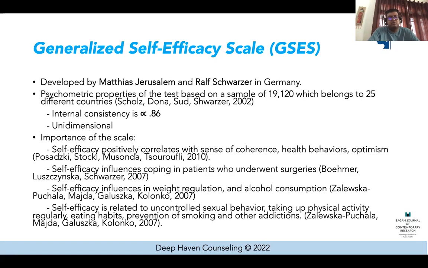And the scale is important because it positively correlates with sense of coherence, health behaviors, optimism, and then influences coping in patients who underwent surgeries, helps in regulatory behaviors, like helps people in weight regulation, alcohol consumption, and people who have higher efficacy are less likely to relapse, and is related to even uncontrolled sexual behavior. So taking up physical activity, eating habits, preventing smoking, like smoking cessation. If someone needs to cease their smoking, they need to believe in themselves.